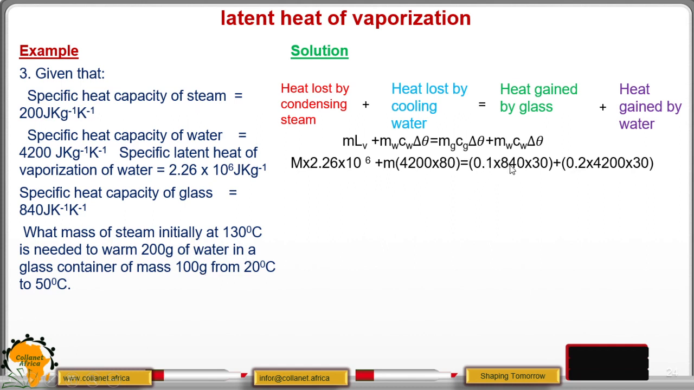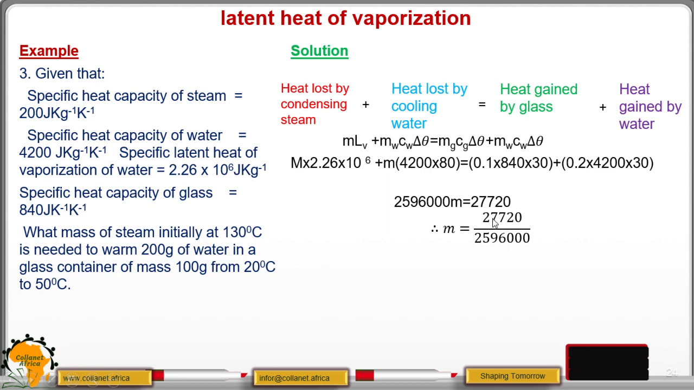So that is 0.1 times the specific heat capacity of glass, which is given as 840, then multiplied by the change in temperature. Then the heat gained by the water, you have 0.2 multiplied by 4200, then multiplied by 13. From there, we multiply this and then we add, and you get that it is 27,720.